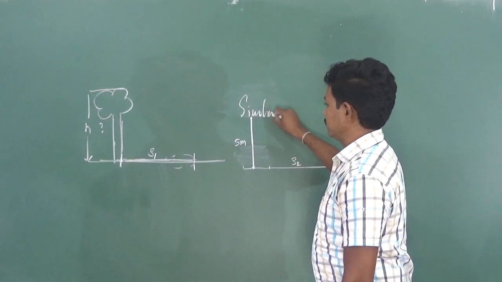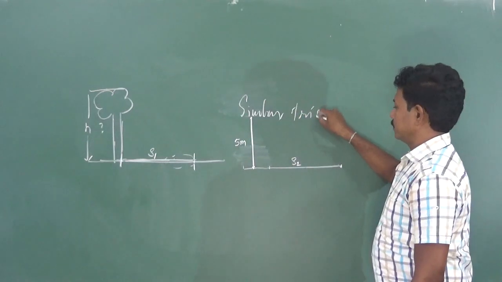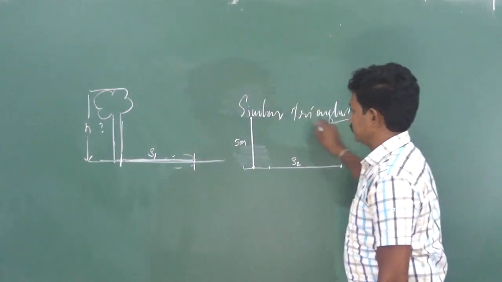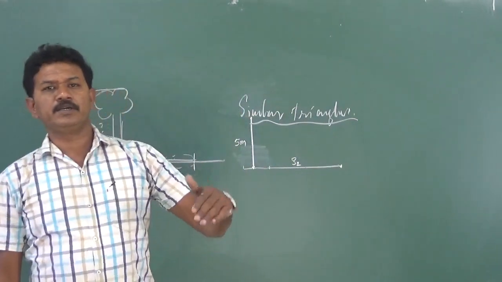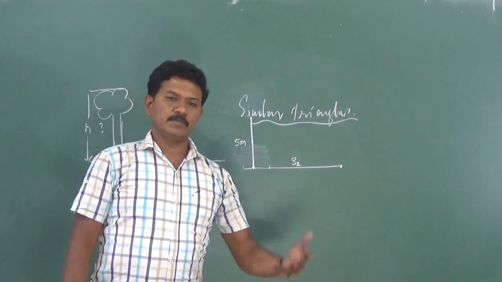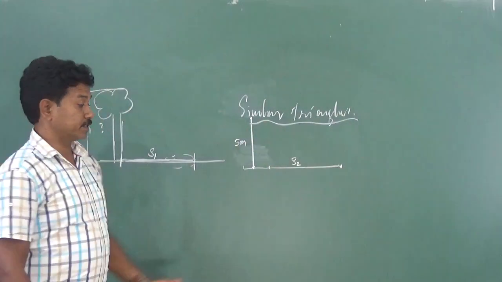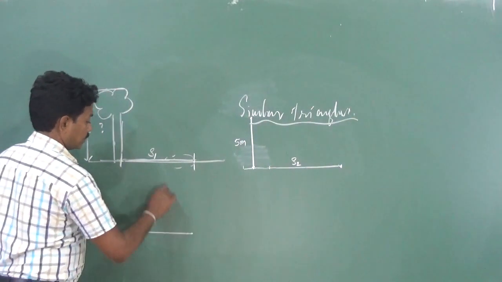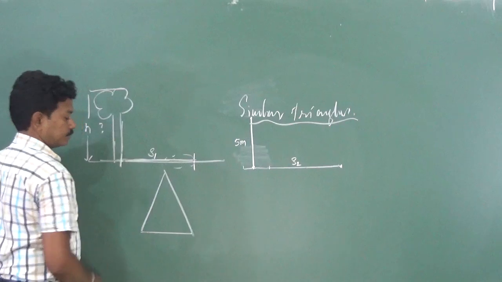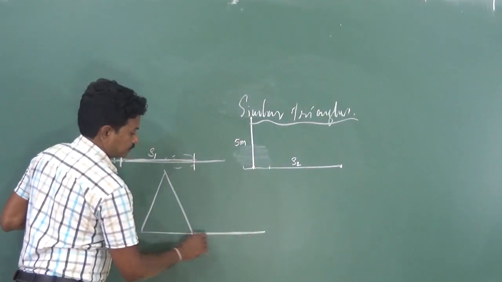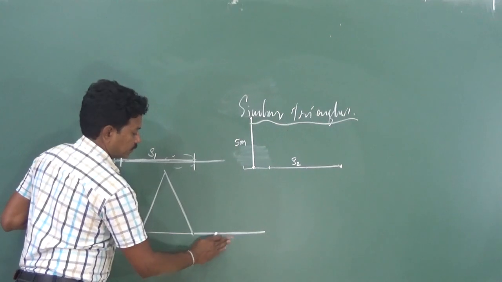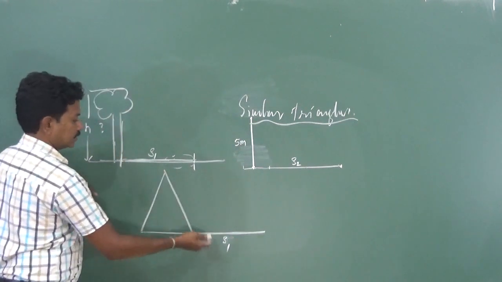So this is what you have to use, the concept of similar triangles. Using the same concept, the height of the pyramids was found in Egypt. For example, this is a very big pyramid, and this is the shadow of the pyramid. Let us take it as S1.